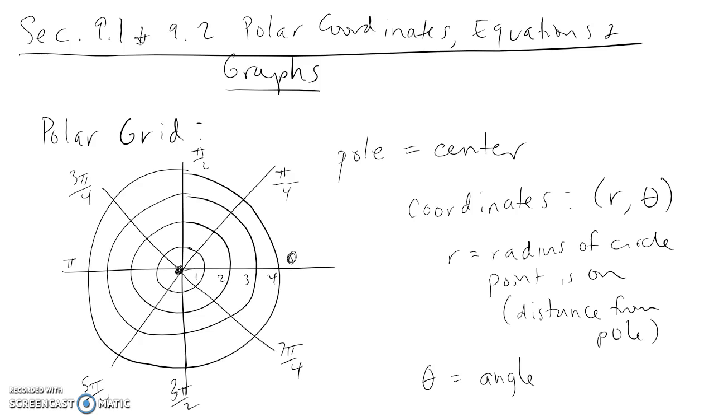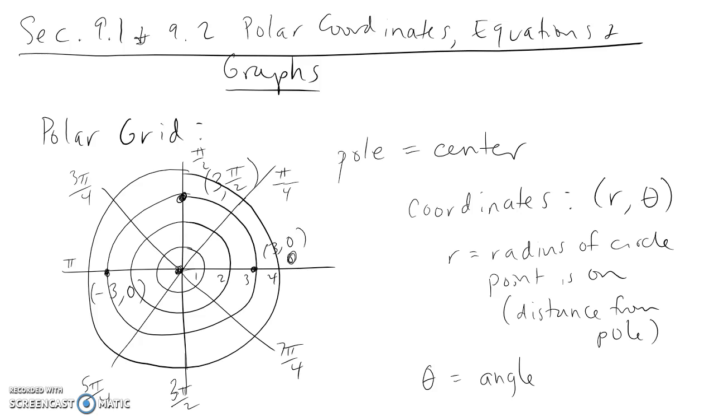So for instance, if I had a point here, its coordinates would be 3, pi over 2, because it's 3 units from the center, and then pi over 2 because that's where its angle is. We might have something right here which is like 3, 0 because the angle is 0. Notice that that coincides with the same 3, 0 that's on the regular rectangular coordinate plane.